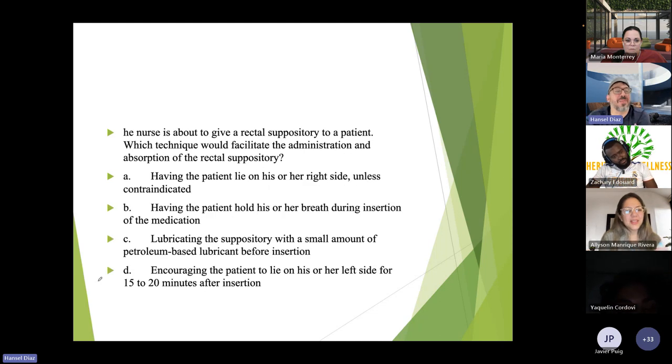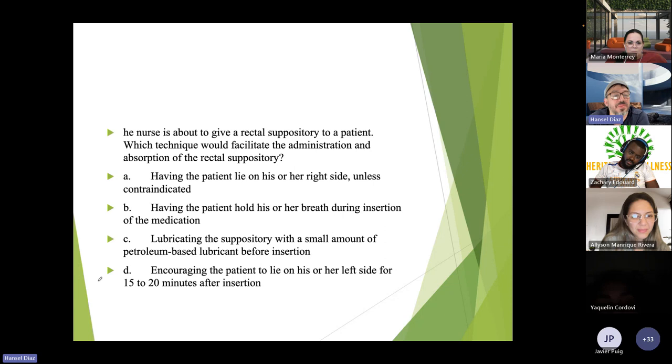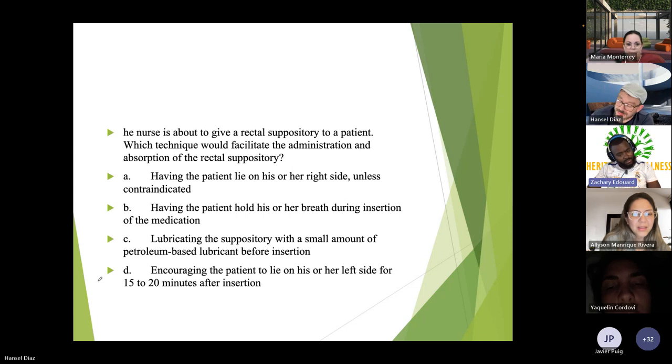The nurse is about to give a rectal suppository to a patient. Which technique would facilitate the administration and retention of the rectal suppository? I don't tell you the name, but I do tell you the position, D. And encourage the patient to lie on his or her left side for 15 to 20 minutes after insertion. Make sure the suppository is in a clean buttock. Yeah. Inserting one inch.